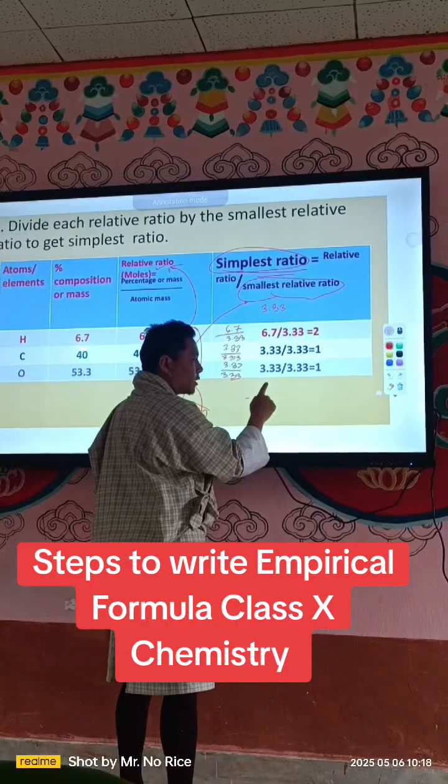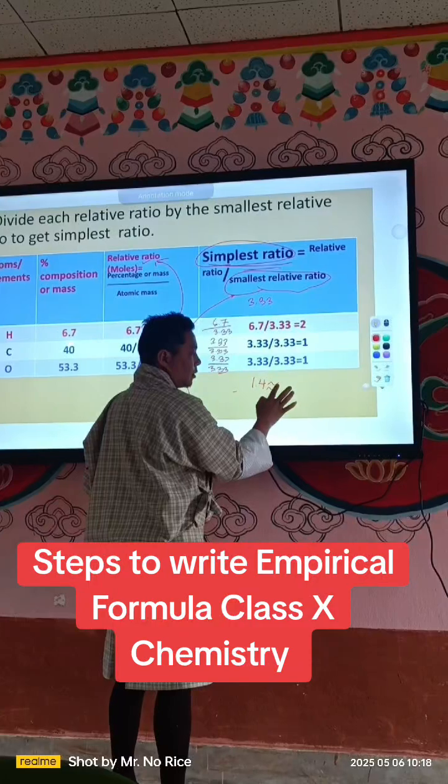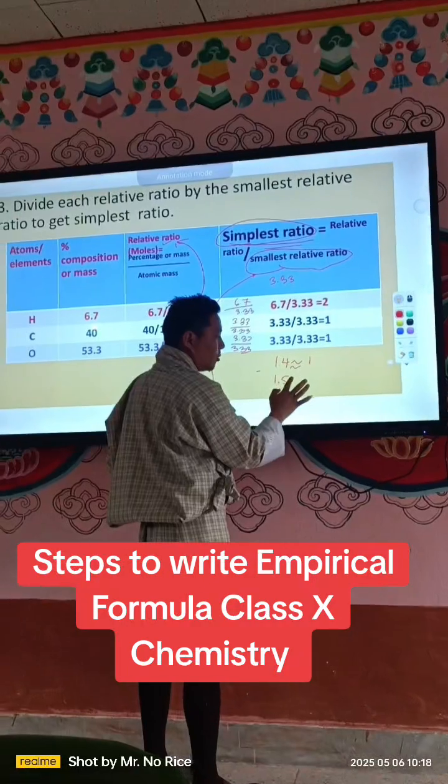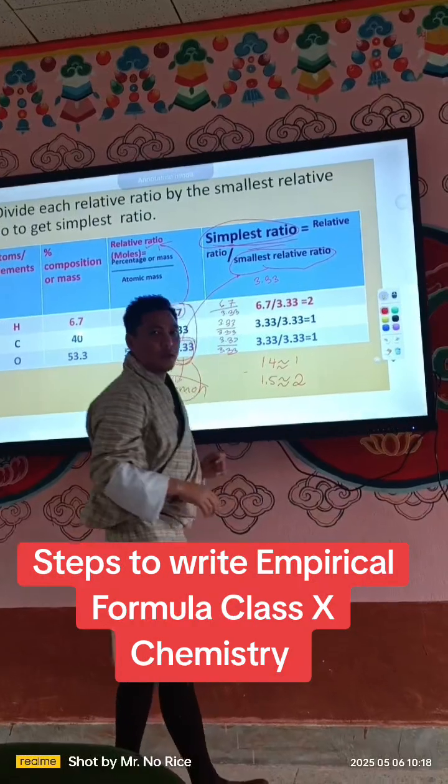If you get a simplest ratio like 1.4, for example, you do not keep it as a decimal. Approximately it is 1. 1.5 means approximately 2. So you need to round it off here.